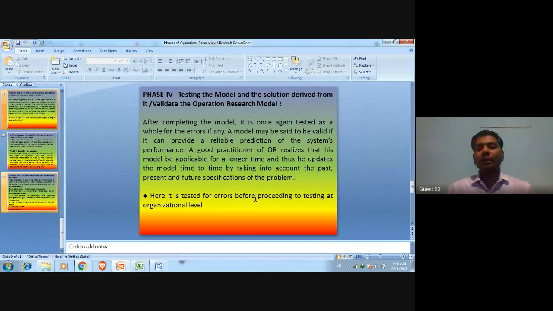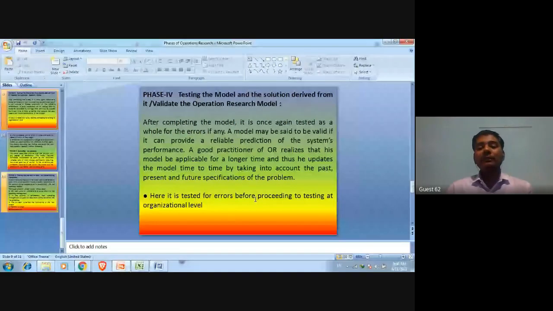Analyzing the present situation and past situation, and by predicting future situations. So he will update his model from time to time. Here it is tested for errors before proceeding to test. It means we will test our model to see whether it has any error or not.